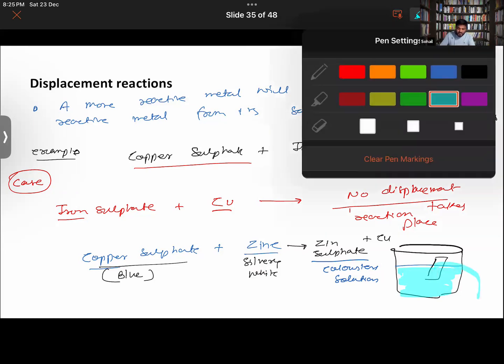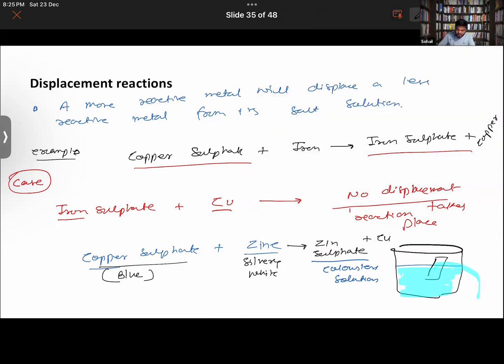reddish brown. Why did it become reddish brown in color? Why does the zinc metal become reddish brown in color? Sir, because we didn't touch the solution.